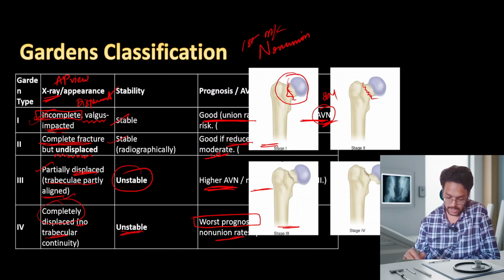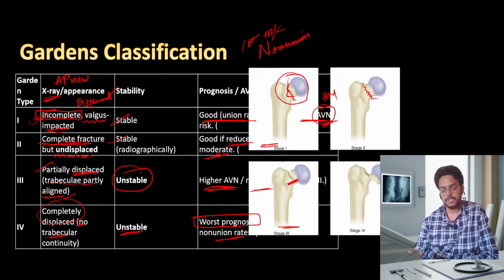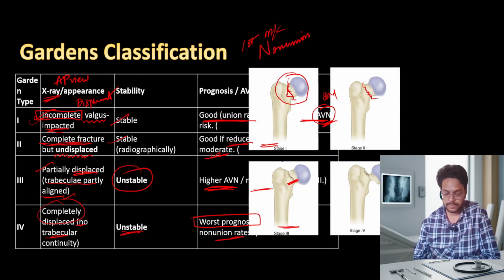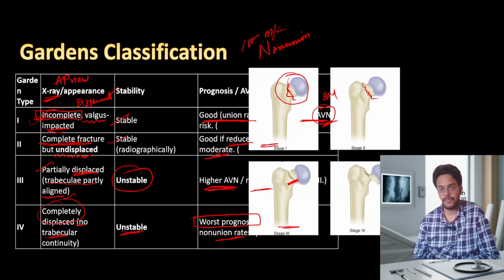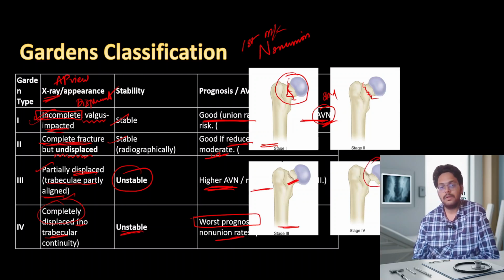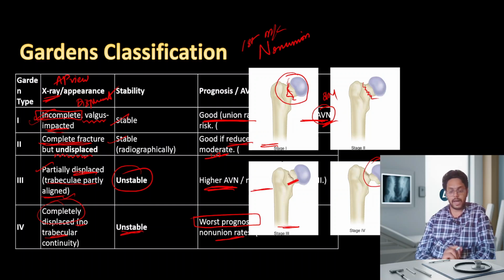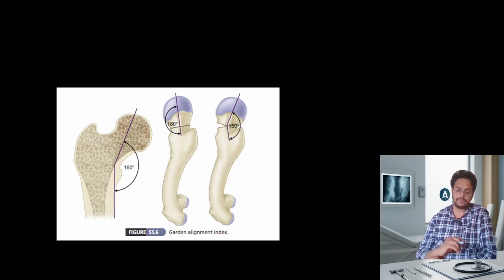Then stage 3 has partial displacement but some trabeculae are aligned. Still it's an unstable fracture and a moderate risk of AVN is present. Here there is complete displacement of the fracture and a higher chance of AVN and non-union. So Garden gave an alignment index for intraoperative management.